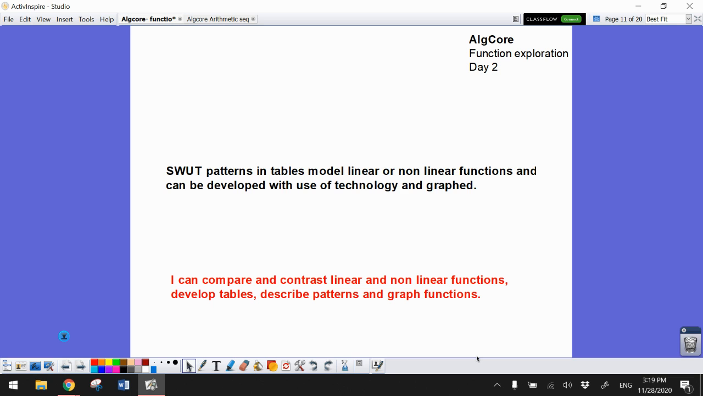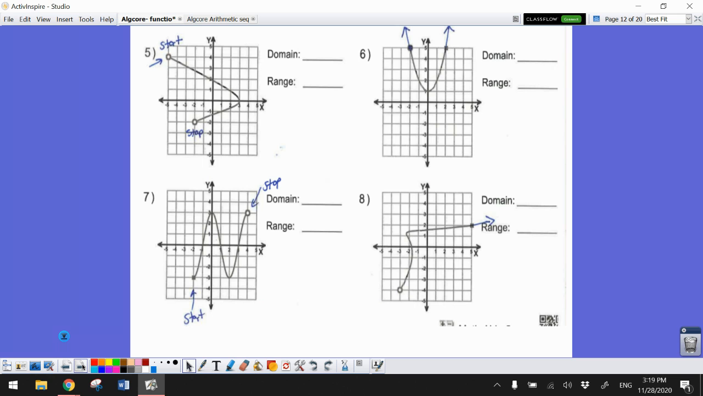Okay, so today we're going to continue with our function exploration, and we're going to start with some domain and range conversations again. Remember, your domain is your x value and your range is your y value.